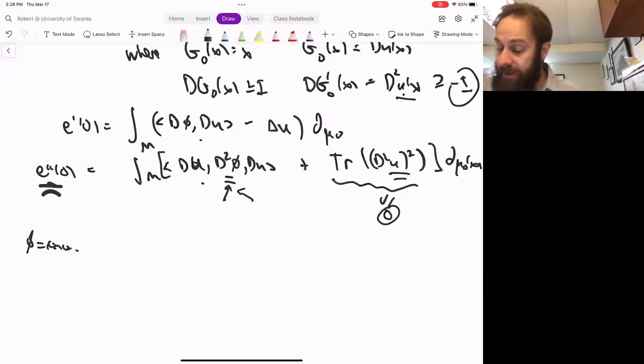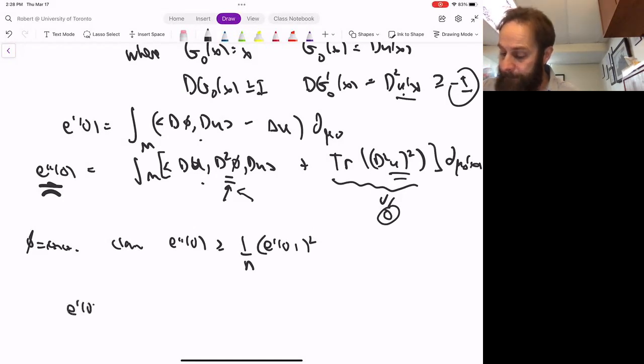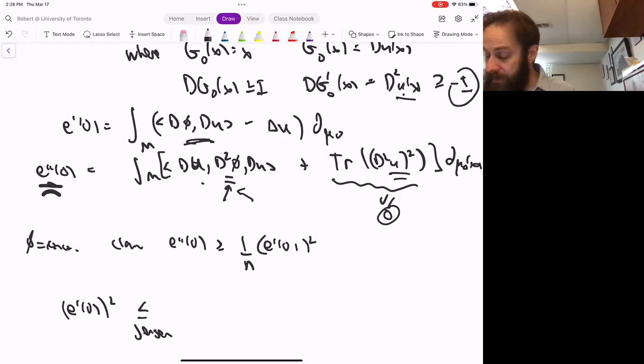So I'd like to check, I claim that E double prime zero is not only non-negative, but it's actually bigger than 1 over N times E prime zero squared. And why would that be? Well, E prime zero squared, by Jensen's inequality, in this case there's no first term to worry about, and this is a probability measure. So an average squared is always less than the average of the square. And so by Jensen, this is less than the integral of the Laplacian squared d mu naught.